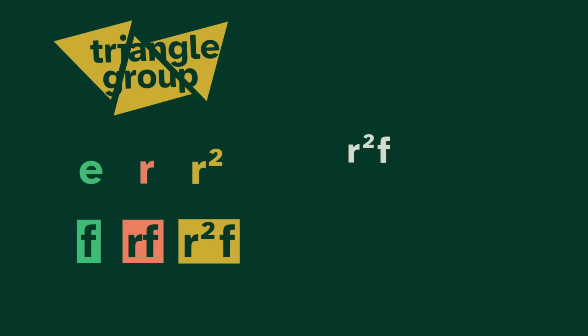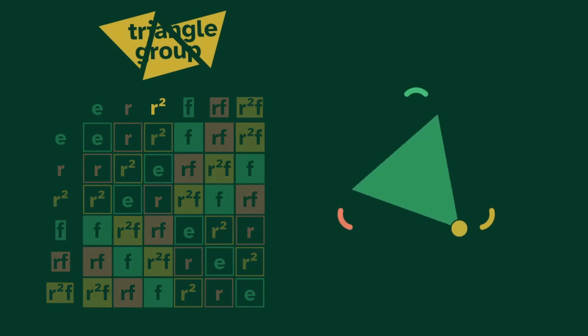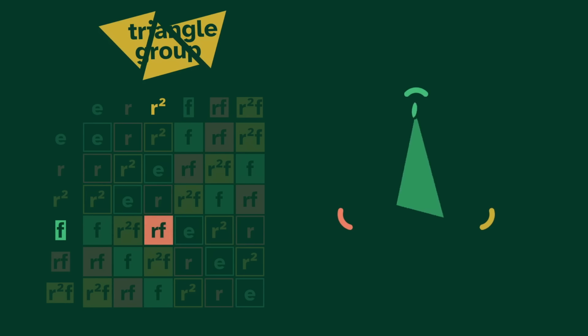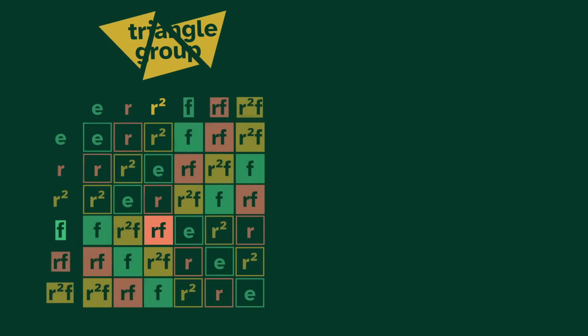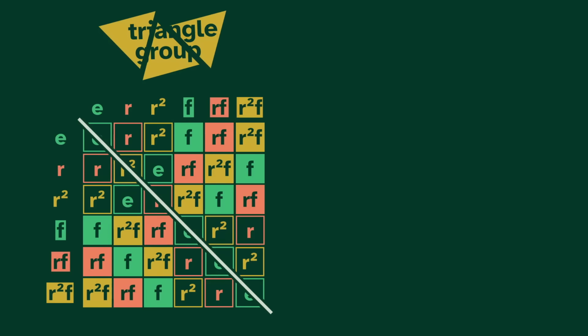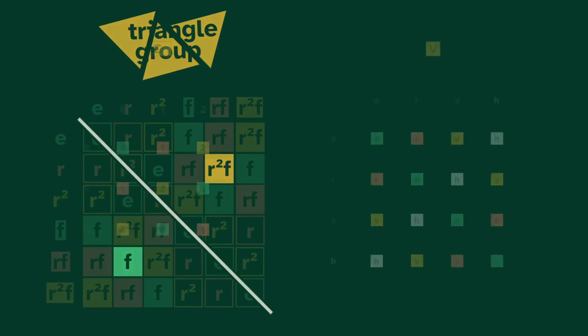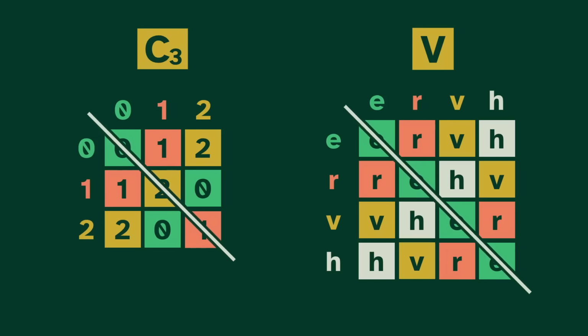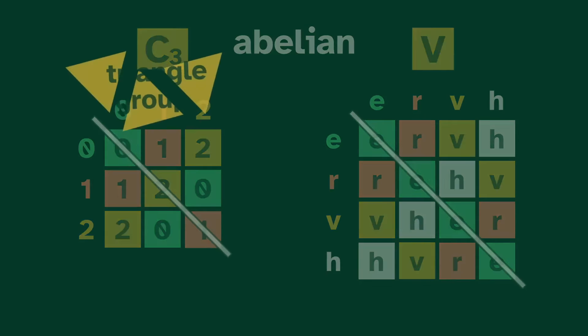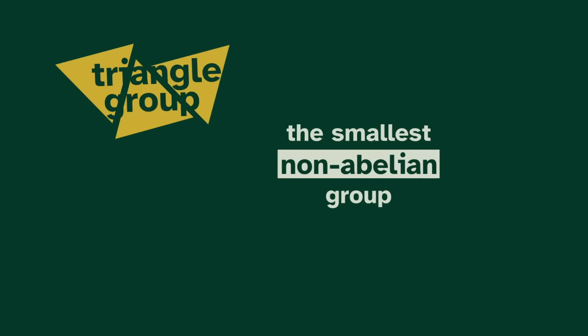And the order of the elements is important. It's not the same if we do the flip last. Rotate twice, then flip, equals flip, then rotate once. The elements don't commute. And that means that the table is not symmetrical along the diagonal. All the groups we've seen so far had this symmetry, since xy always equals yx for any x and y. These commutative groups are called abelian, after Abel, who studied them. The triangle group is the smallest non-abelian group.